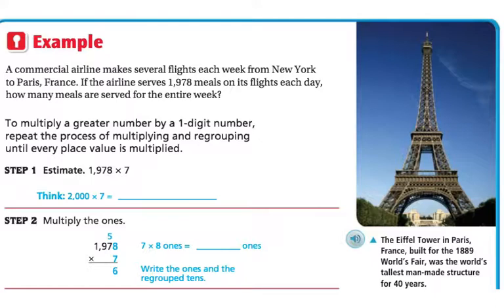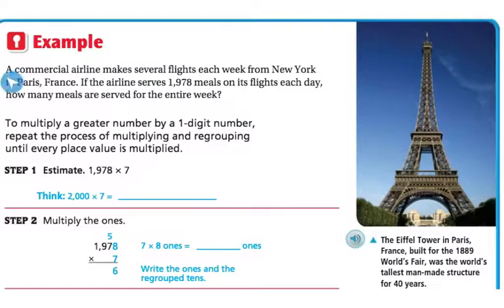Next, we're going to do another example here, and this picture on the side is of the Eiffel Tower. The Eiffel Tower in Paris, France, was built for the 1889 World's Fair. It was the world's tallest man-made structure for 40 years. So we're going to talk about some flights from New York to Paris.